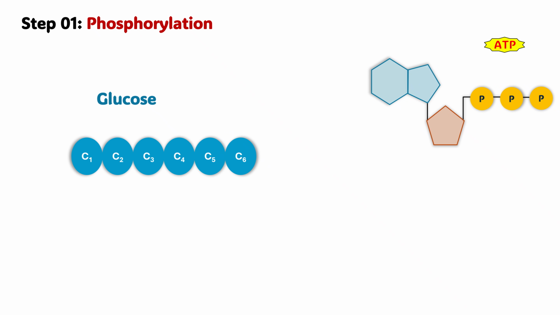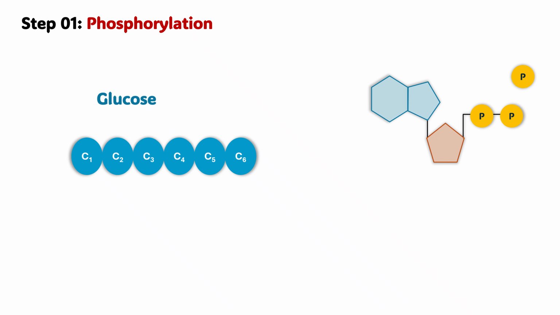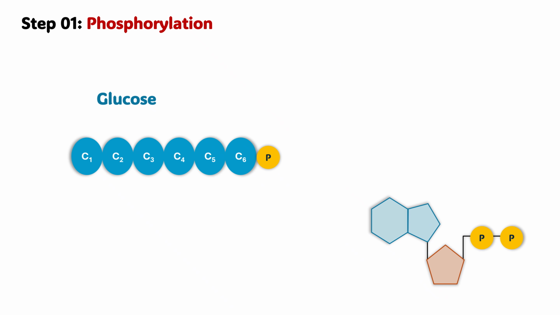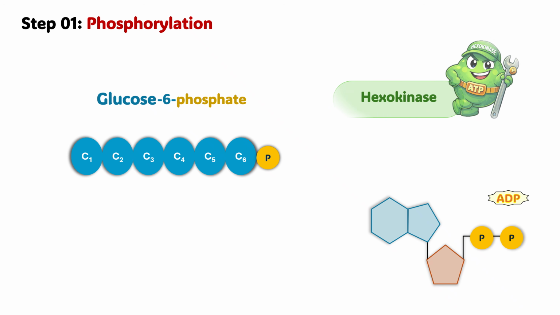Glycolysis begins with the phosphorylation of glucose, which prepares the molecule for the reactions that follow. Here, a phosphate group from ATP is transferred to the 6th carbon of glucose, forming glucose 6-phosphate. This reaction is catalyzed by the enzyme hexokinase.